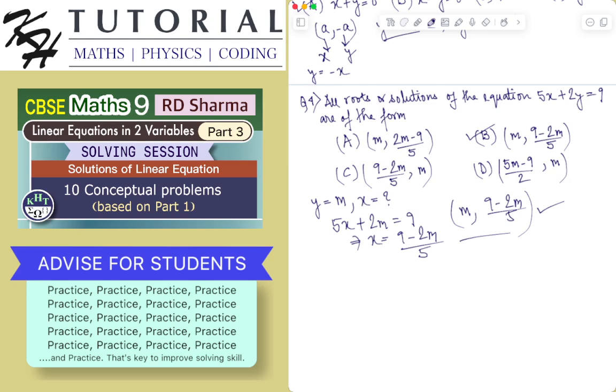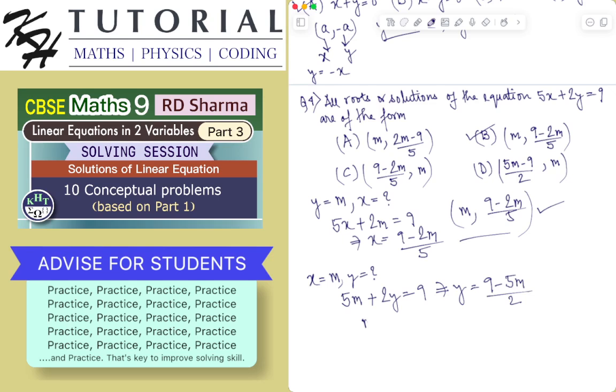Now, so I assumed y to be m. You can also do it in the other way, that is, let x equal m. I am trying to find a root where the value of x is m, so I have to find y. So I will put the value of x as m in the given equation and solve for y. So what do I get? 5m plus 2y is equal to 9. From here I can solve for y as (9 minus 5m) by 2.